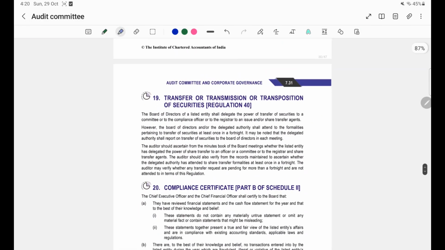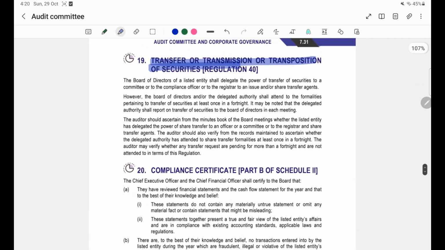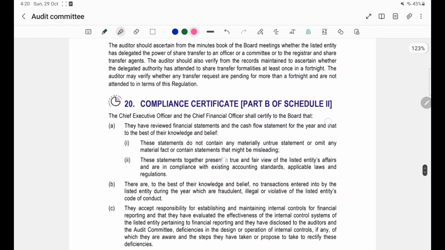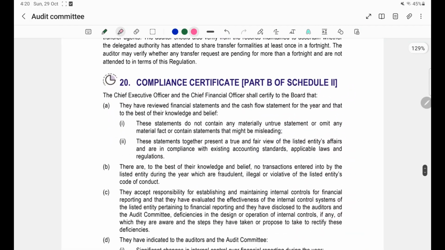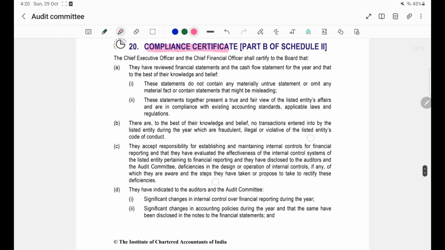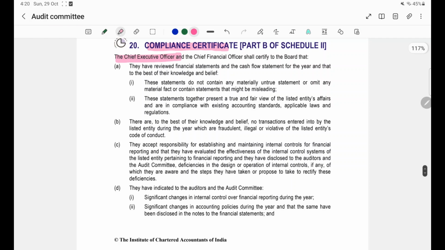Now there is transfer or transmission of securities. In this, the most important point is, however, the board of directors or delegated authority shall attend to the formalities pertaining to transfer of securities at least once in a fortnight. Now, compliance certificate, just I'm underlining the points, you can go through these points.